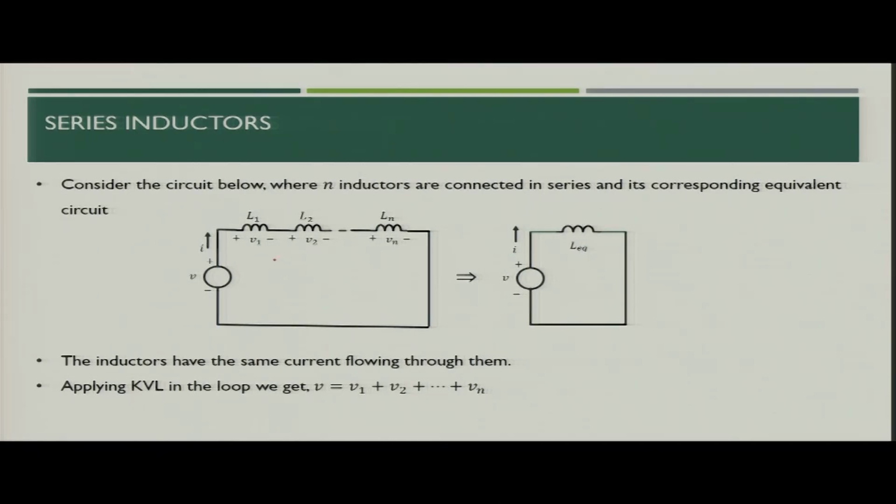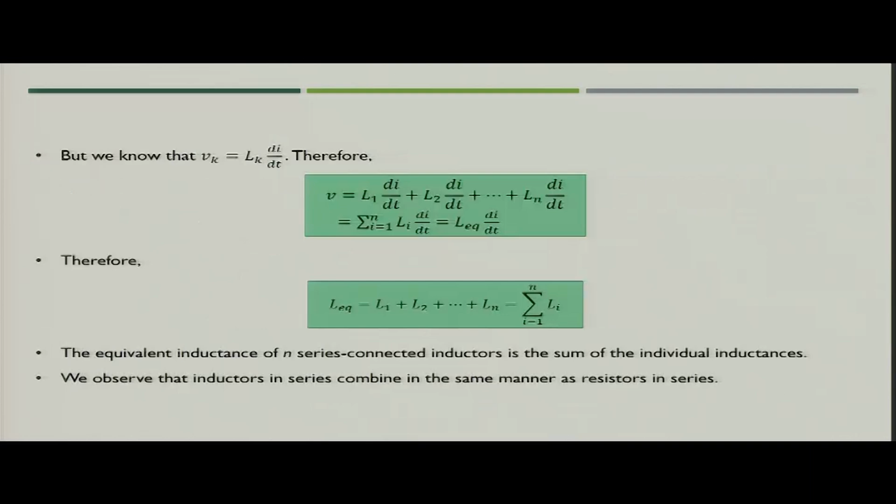Suppose there are n inductors connected in series. So, what can you apply? You can apply Kirchhoff's voltage law, because these are connected in a loop. So, what can you write? V is nothing but the summation of the individual voltages across the individual inductors. As we know, Vk is nothing but Lk di/dt, and I is the same in all the inductors.